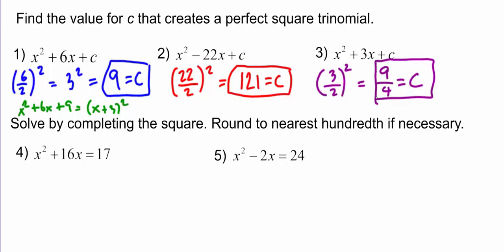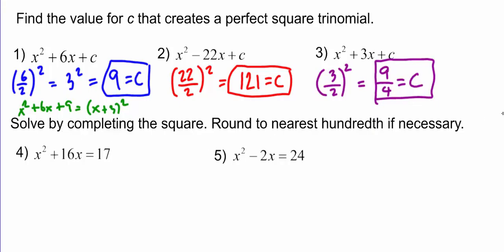All right, let's go ahead and do some solving by completing the square. We've seen how to create a perfect square trinomial, but this is the reason that we do this. So far we've just done a little practice. We haven't actually looked at why we do this or how it works, so we're going to change that.